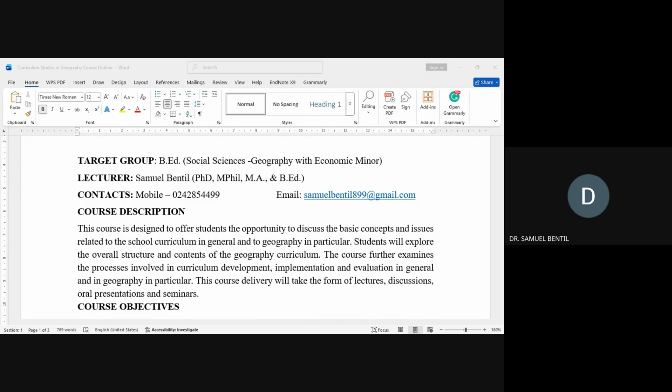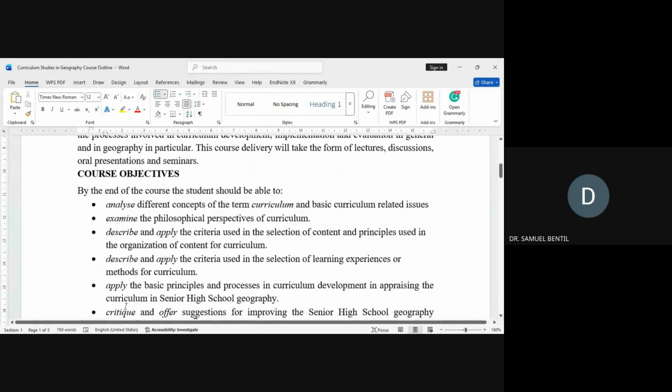It is my hope that by the time we end this course, you'll be able to analyze various curriculum concepts, and also examine the various philosophical perspectives, or educational philosophies, so far as curriculum is concerned. Then we'll also look at some criteria we consider whenever we are selecting content or subject matter, and also organizing those contents.